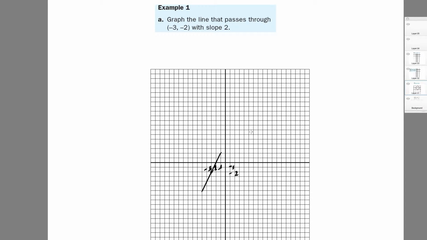And I can now draw my line. I would put some little arrows on the end to indicate that it goes forever. But this is the line given this information. Okay, any questions on that? Okay. Let's go on to the next one.